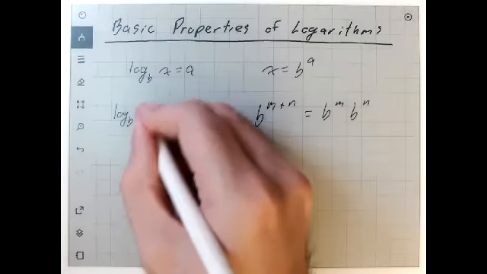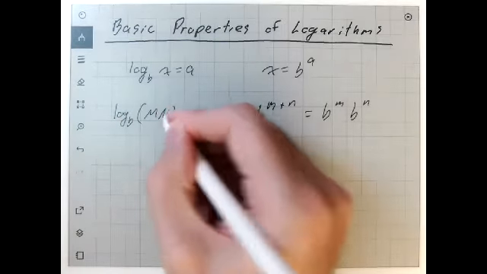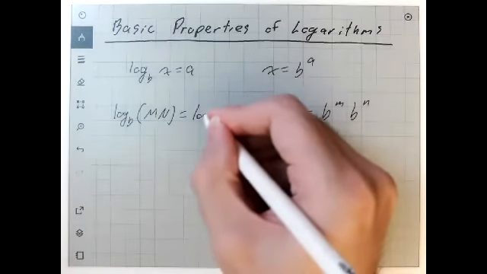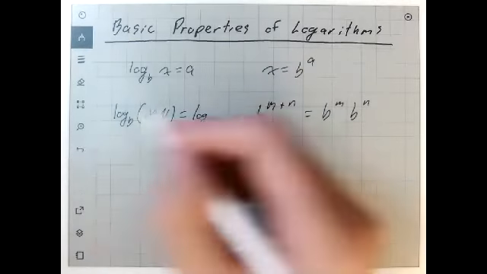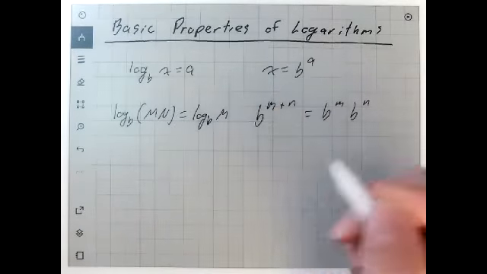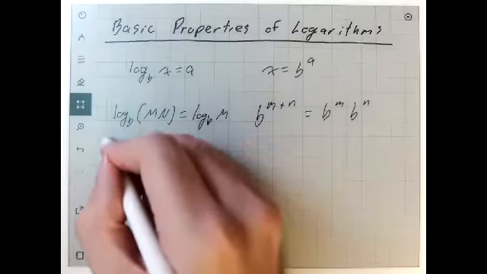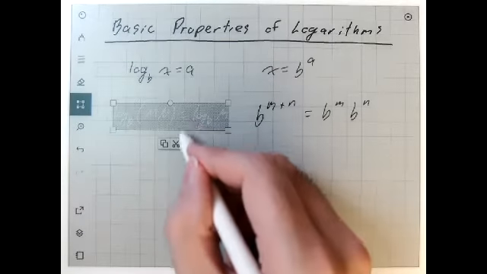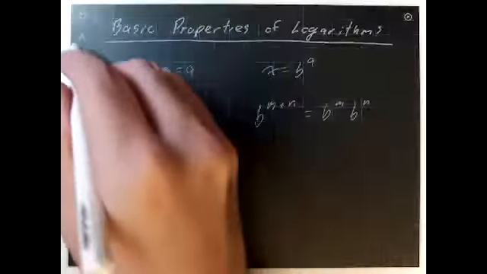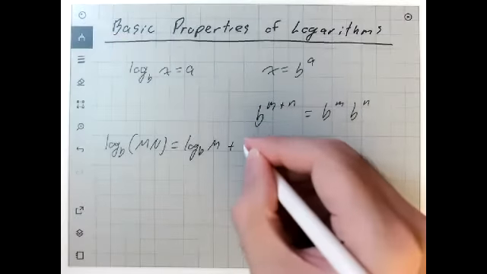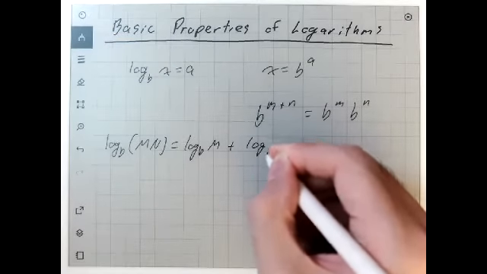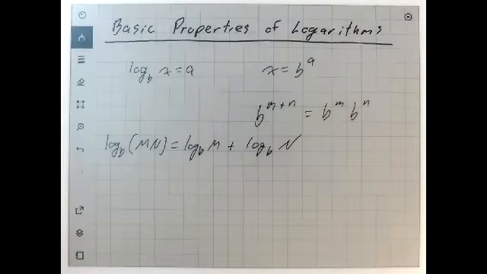So log base b of m times n is the log of m, I ran out of room there, sorry about that, log of m plus the log of n.